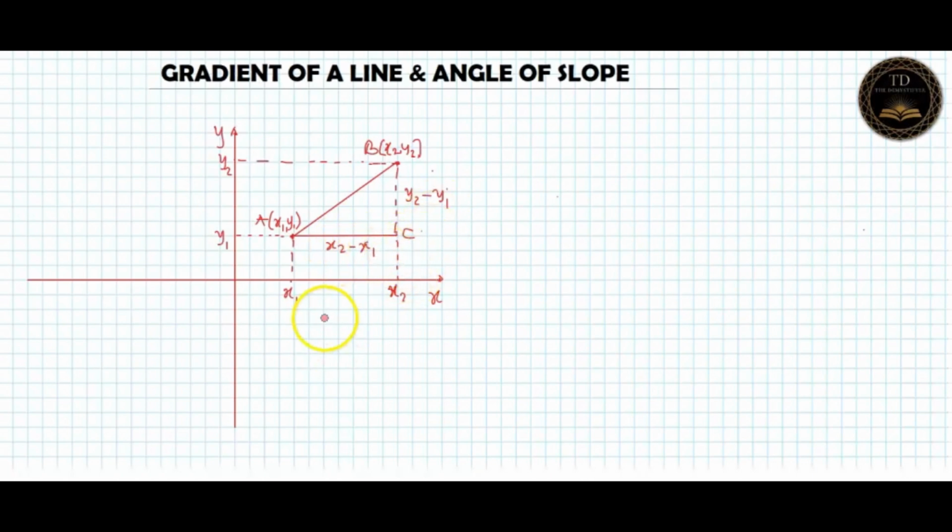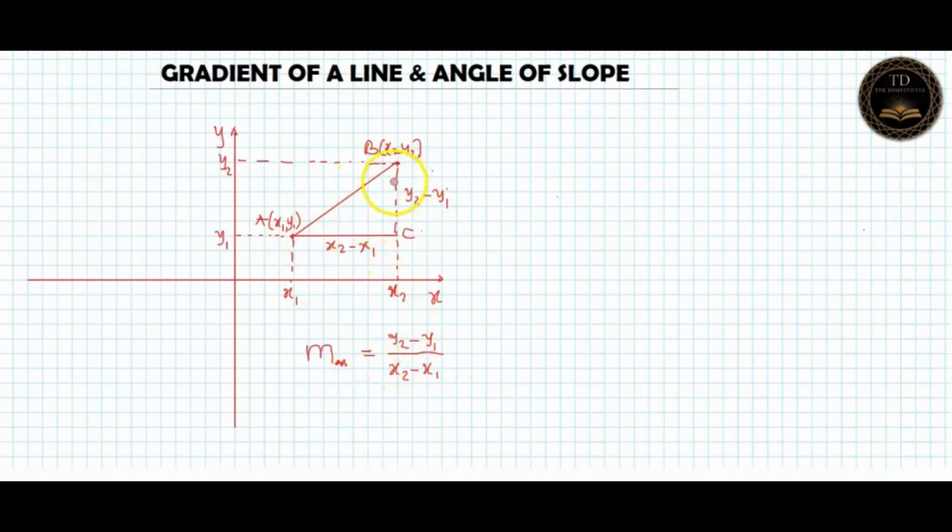Okay, so the gradient of the line joining A to B, which I can just tag this now, usually use small letter m, but let me just add this subscript here. So the gradient of the line joining A to B is going to be equal to rise over run, which is y2 minus y1 over x2 minus x1. Okay, so this is a formula for finding the gradient or the slope of a line.